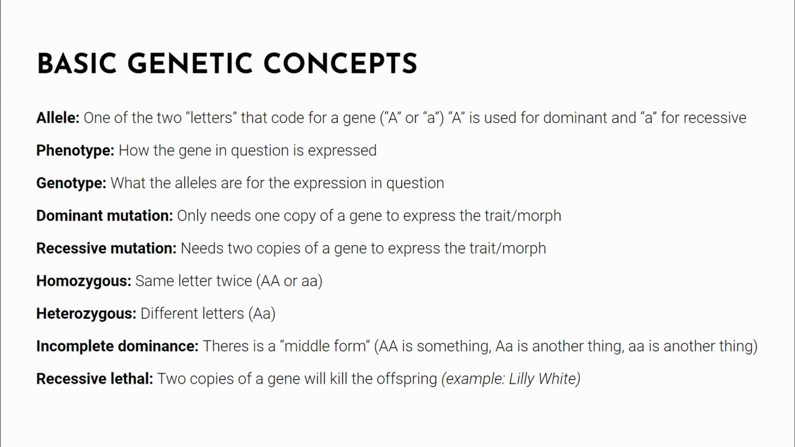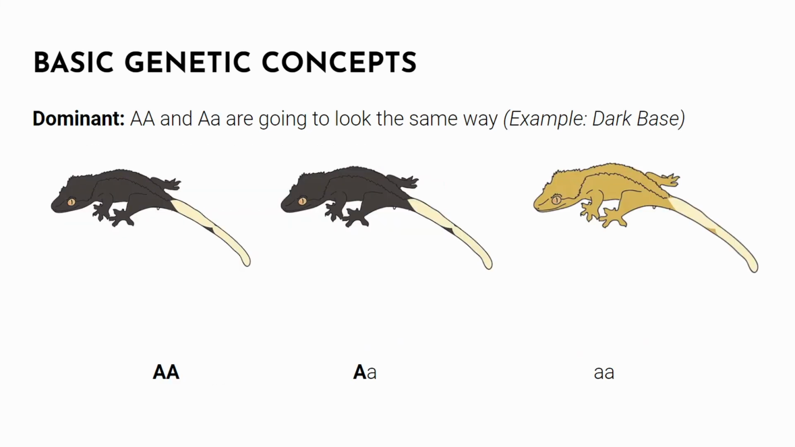So a black base maybe is big A, big A or big A, small a, because a black base is a dominant mutation. A dominant mutation only needs one copy of the gene to express a trait or morph. This means that it can be big A, small a, or big A, big A, and still express the trait or the morph. So the genotype for a black base can be either big A, small a, or big A, big A, while the phenotype is going to be black. If the genotype was small a, small a, then the phenotype would not be black.